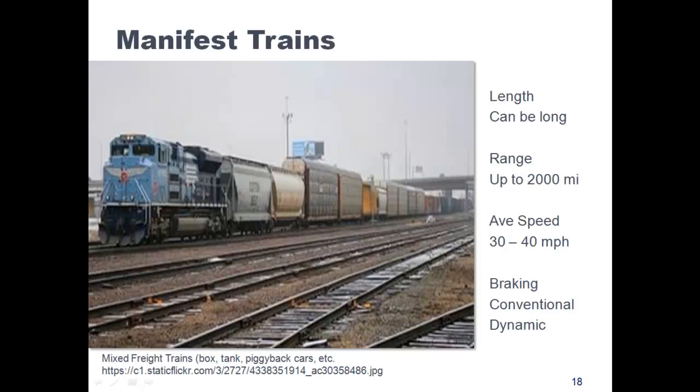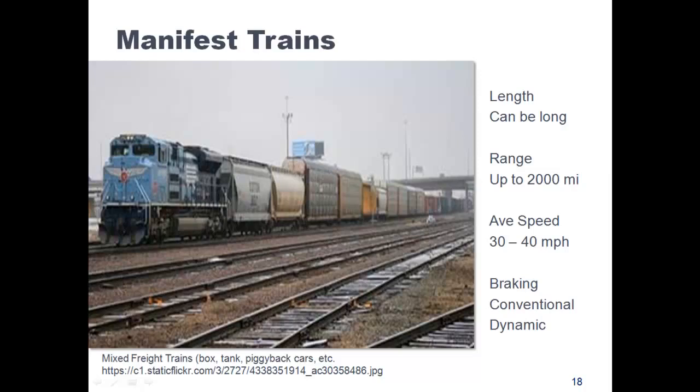All right, thanks. Well, let's move on to manifest trains. Manifest trains are the third lowest in priority. They have the most varied cargo, a mix of fully loaded cars and empties with multiple commodities, origins, and destinations. Therefore, their weight and braking distance will vary quite a lot.